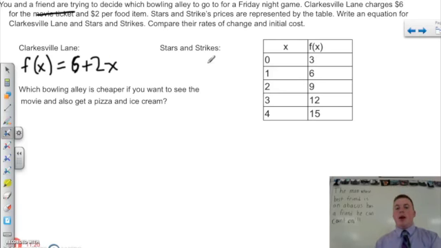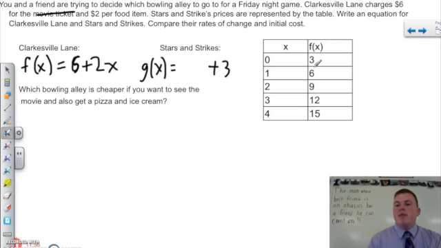Now with Stars and Strikes, I need to look at this a little bit differently. They give me a table and I have to write an equation. Just like we've mentioned before in the function notation video, we can name these with different letters. So I'm going to call this one g of x. Now, our y-intercept would be where x is equal to 0. That's where it crosses that vertical axis. So where x is equal to 0, I'm going to have 3. That is my initial value.